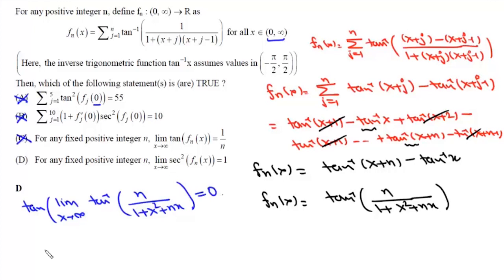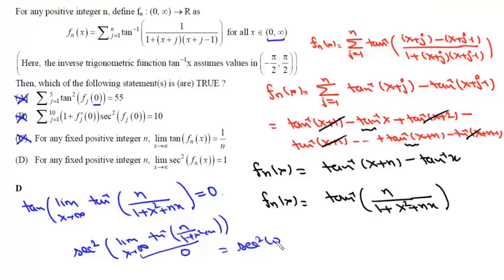Now if we look at option D, then in that case it will be secant square of the limit x tends to infinity of tan inverse n upon 1 plus x square plus nx, and we know that this limit is 0, so it will be secant square 0, and secant square 0 is 1. So that means the only correct option is option D.